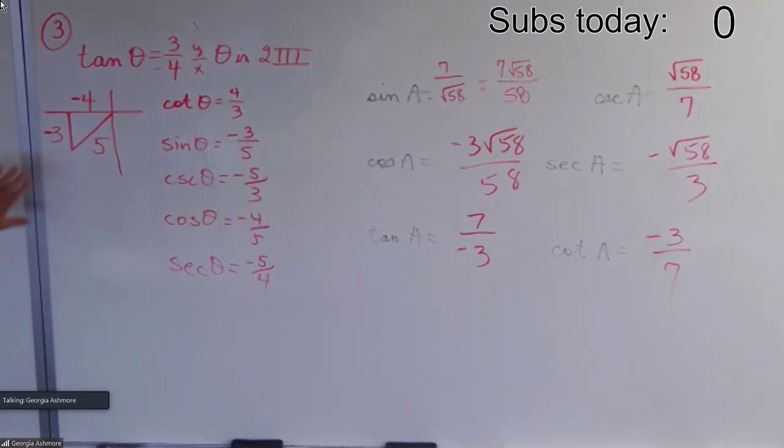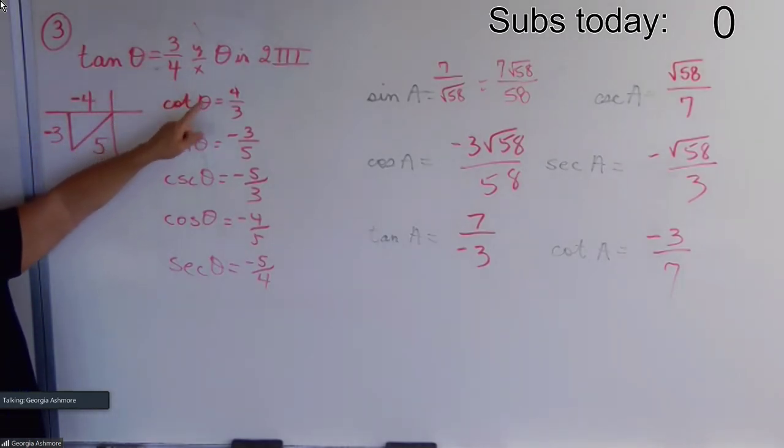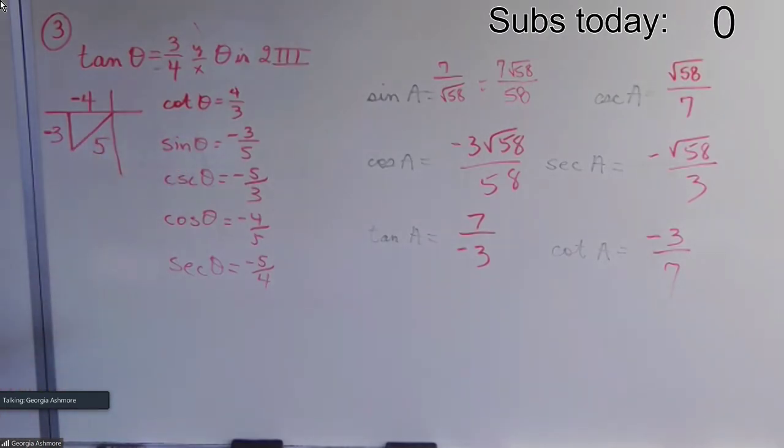Now, you did not have to draw that picture. You could have said, you know, x is 4, y is 3, but when you're in quadrant 3, both of those have to be negative. But I thought the picture was beneficial.